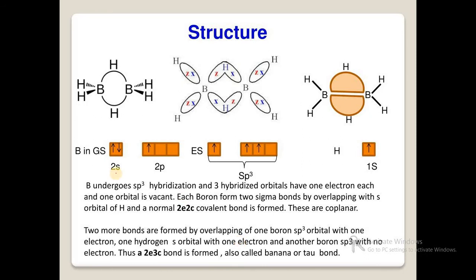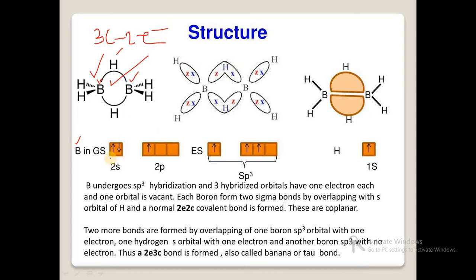In the case of the structure of B2H6, the structure appears like this, and it forms 2 center 3 electron bonding. In objective questions they will ask about this 3 center: 1 boron, this 1 hydrogen and the third, 1 boron. So 3 center 2 electron. They will ask such a question, the 3 center 2 electron arrangement.